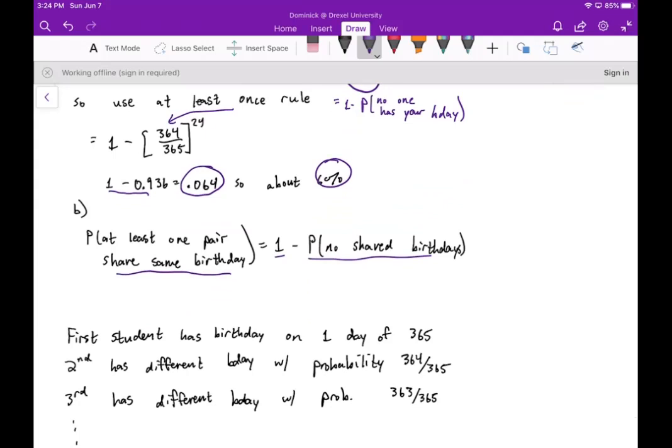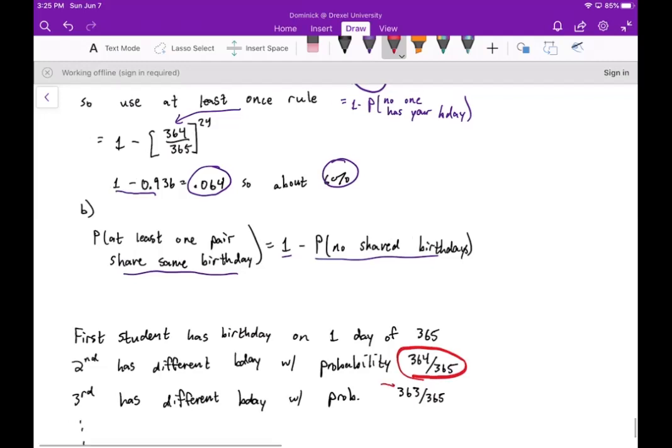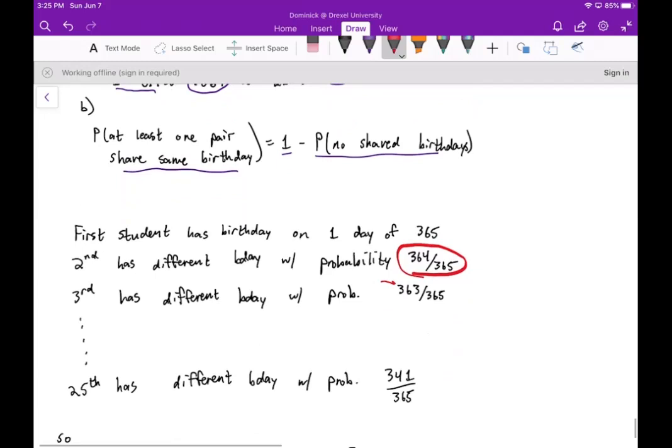Now, if we take that into consideration, then the second student will have a different birthday with probability 364 over 365. Now, the third student has to have a different birthday than not only the first student, but also the second student. So now we're down to 363 choices out of 365. And of course, we're going to continue to do this for the 4th student, 5th student, all the way up to the 25th student. And if we do that, that will leave you 341 days to choose from out of 365. Well, now the probability that no one has the same birthday is all of these numbers multiplied together.